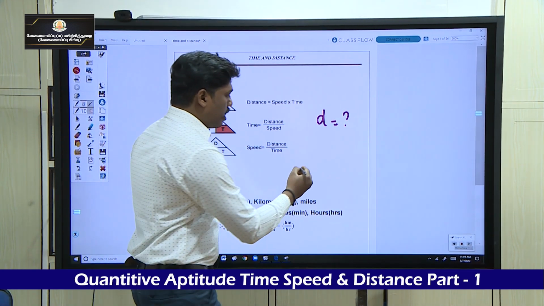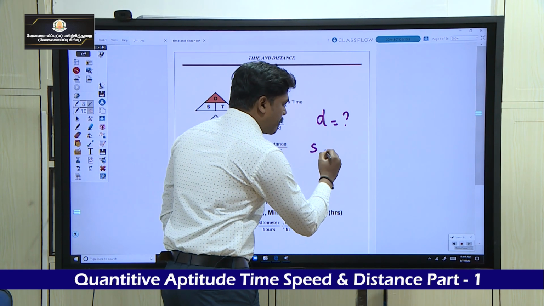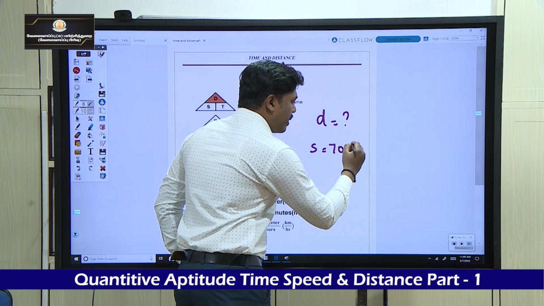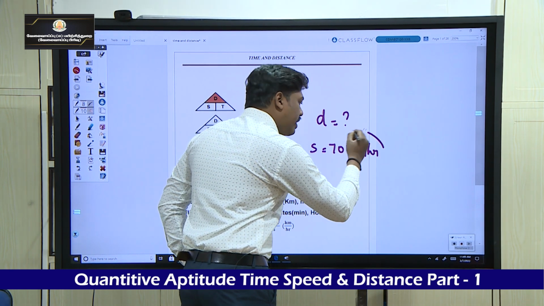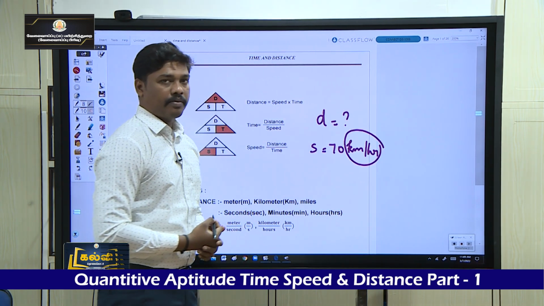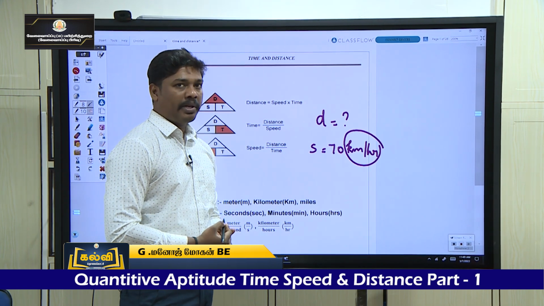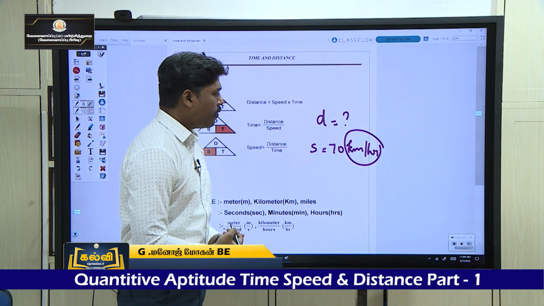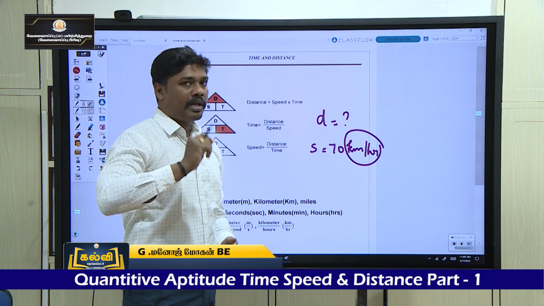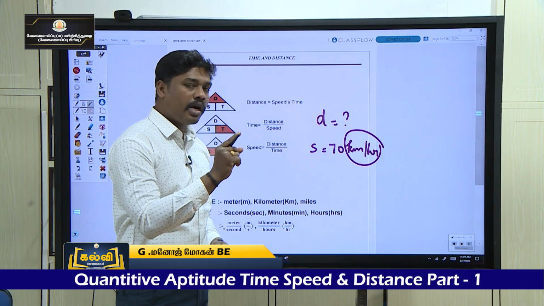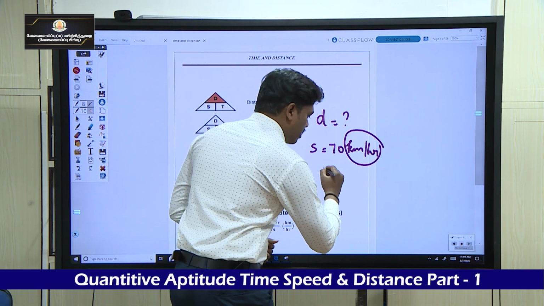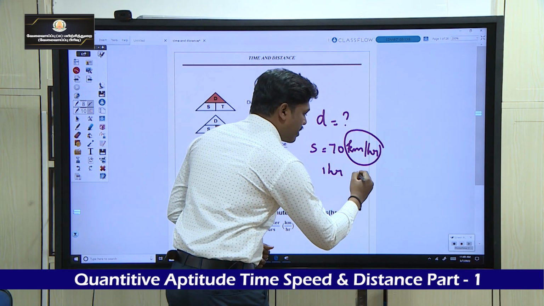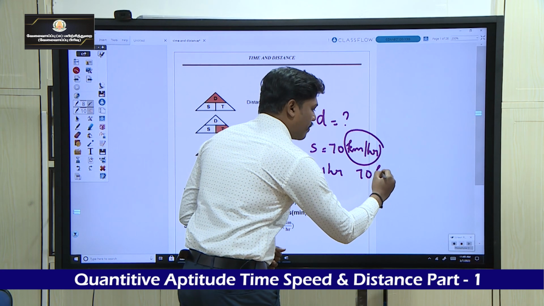For example, a person is moving at a speed of 70 kilometer per hour. What does this indicate? He's moving at a speed of 70 kilometer per hour, which means for 1 hour he travels 70 kilometer.